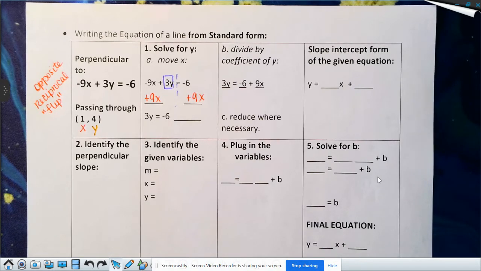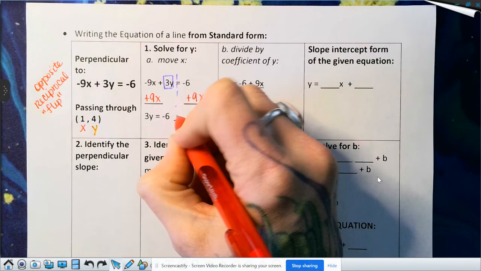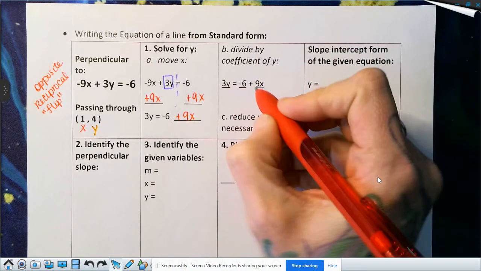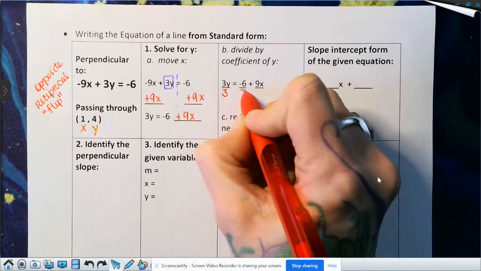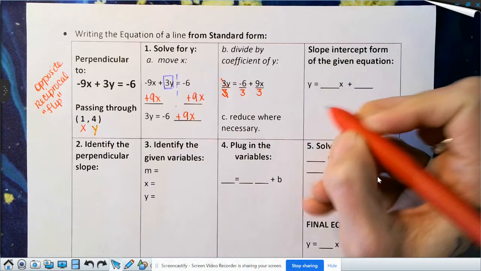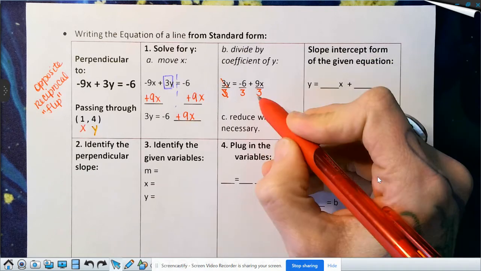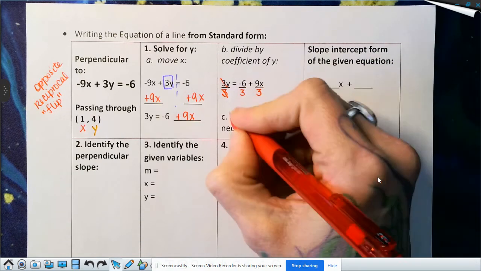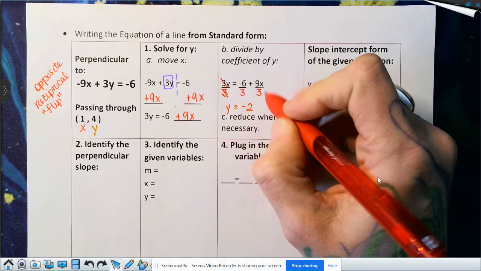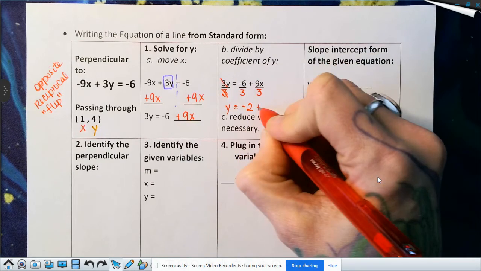So you have 3y equals negative 6 plus 9x. Then we're going to divide by the coefficient of y. So whatever's attached to your y, we're going to divide by 3. So all three terms, the 3 goes away. And we have y equals, and we need to reduce where necessary. So negative 6 divided by 3 is going to give me a negative 2. And then 9 divided by 3 is going to give me 3x.